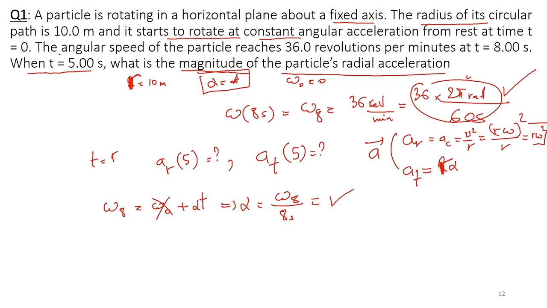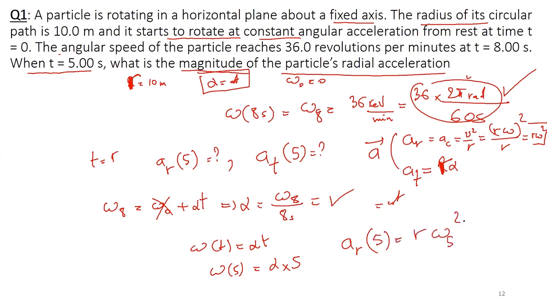Now, once I get alpha, and it's constant, of course, I know that omega at any time is omega naught, which is 0, plus alpha t. So that means omega 5 is alpha multiplied by 5. So the radial component of my acceleration at 5 is just equal to r omega 5 squared. So r is equal to 10. Omega 5 will be equal to alpha multiplied by 5, squared. And I know alpha because it's omega 8 divided by 8 seconds.